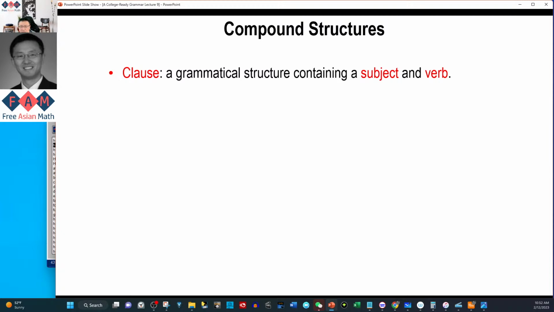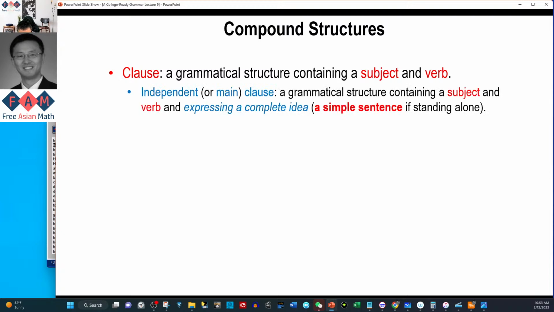Review, what is a clause. A clause is just a grammatical structure. You need a subject and a verb. A single simple sentence is technically also a clause. It's just a single clause sentence. You only have one sentence, one clause. That's the simple sentence. So you need a subject and a verb to make it a clause or simple sentence. But when we have complex sentences, then you have a main clause, which we call an independent clause, which contains a subject and verb expressing a complete idea. A clause must complete the idea.